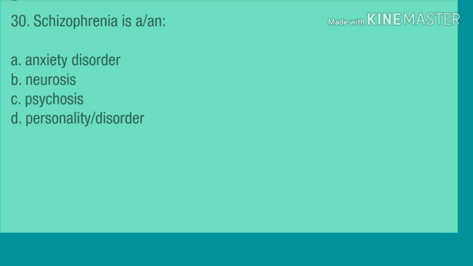Question 30. Schizophrenia is an A. Anxiety disorder. B. Neurosis. C. Psychosis. D. Personality disorder. Answer, C.